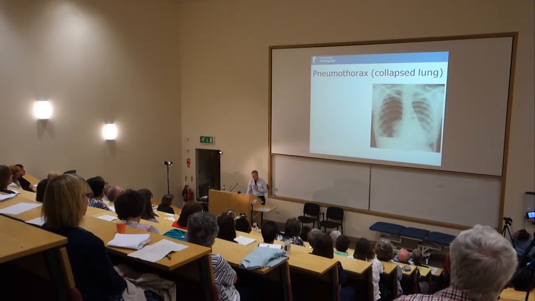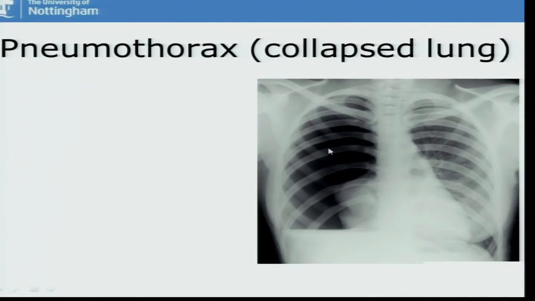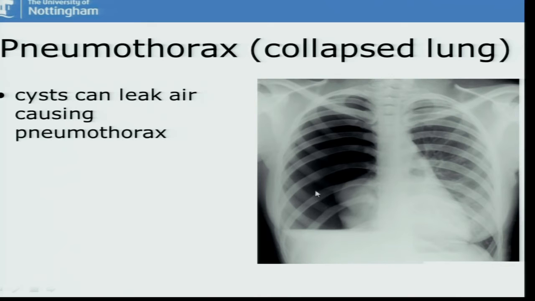So this is a chest x-ray of somebody with a collapsed lung, or a pneumothorax, and you can see on this side of the picture the lung's inflated. You can see little lung markings between the ribs. Here, this side of the chest is black, because this is the lung down here, sort of collapsed away. And this occurs when the little cysts leak air out of the lung. Air gets around between the lung and the chest wall, and the lung collapses down.